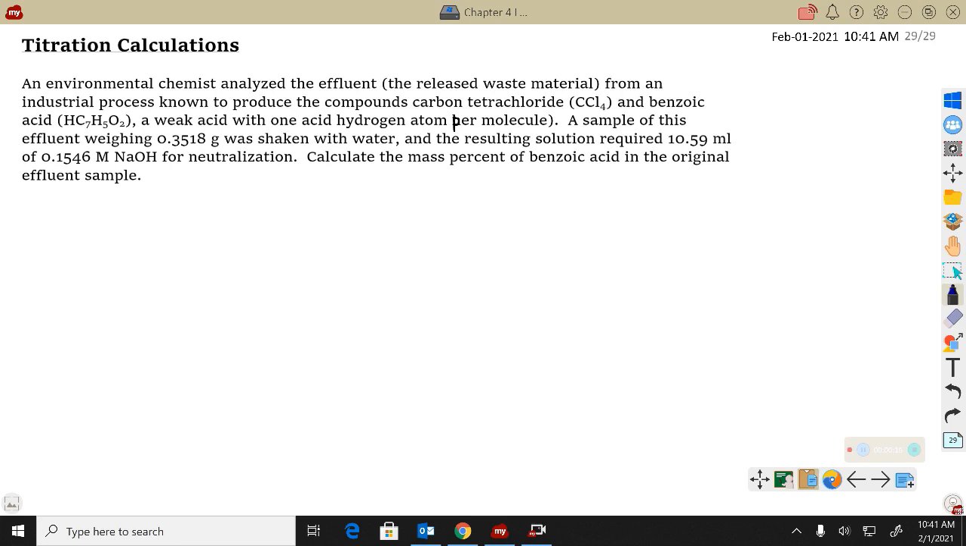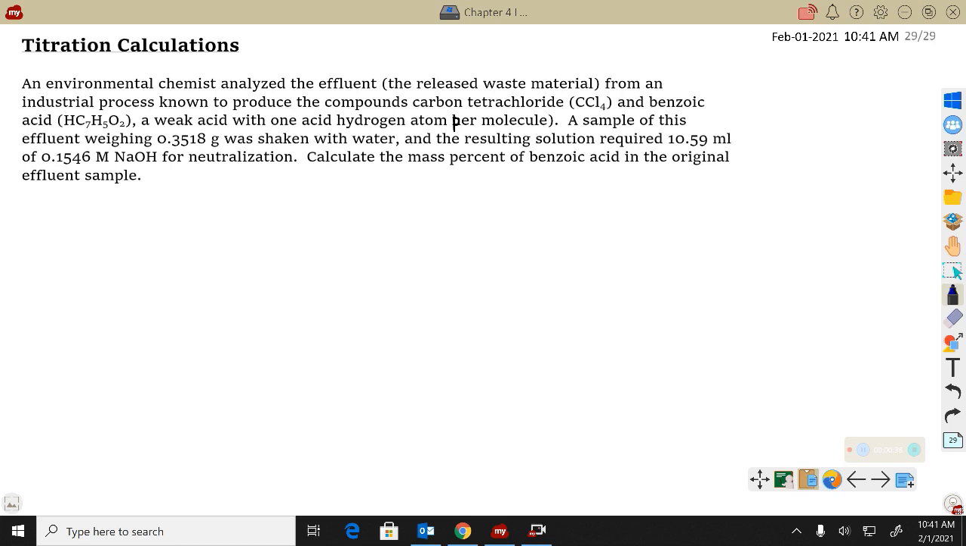An environmental chemist analyzed the effluent, which is a waste material, from an industrial process known to produce the compounds carbon tetrachloride and benzoic acid, which is a weak acid with one acid hydrogen atom per molecule. We'll get into that in a minute.